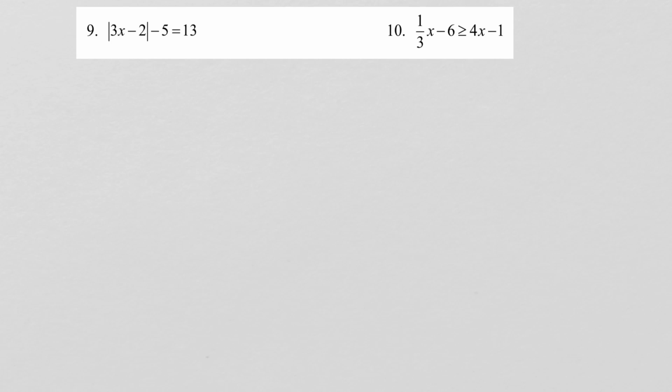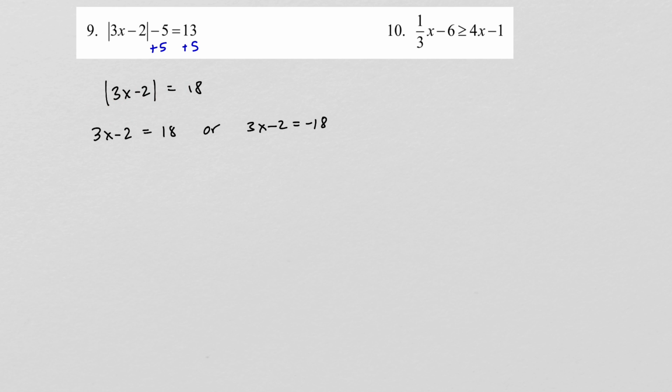In the next equation, we have an absolute value. First thing you want to do in an absolute value equation is get the absolute value by itself. So if we add 5 to both sides, we get the absolute value of 3x minus 2 is equal to 18. Now, the only way this can be true is if 3x minus 2 is 18 or 3x minus 2 is negative 18. Please do not try to solve for x before you remove the absolute values.